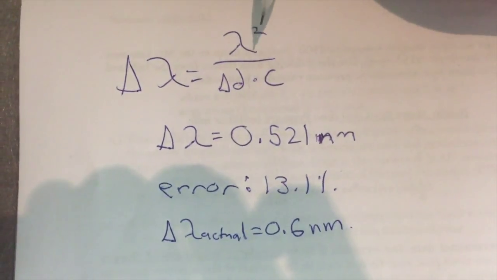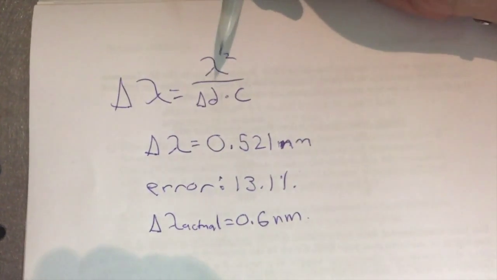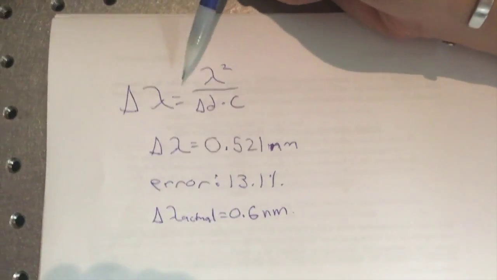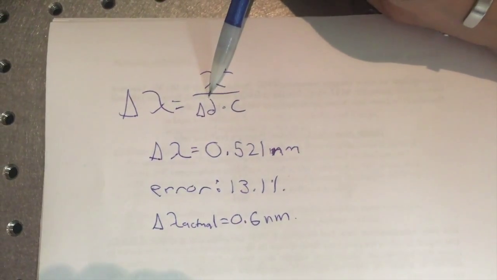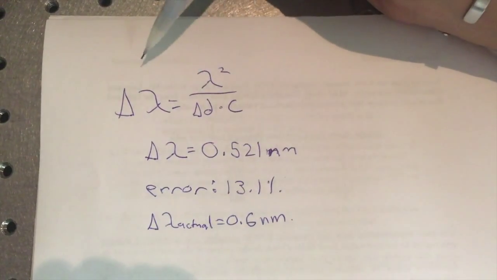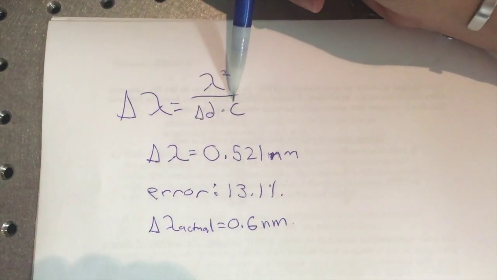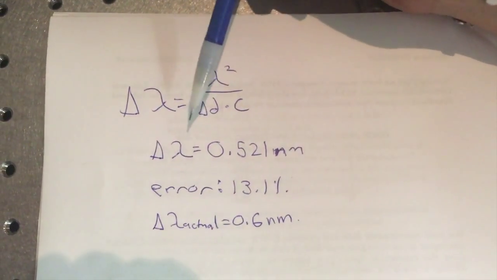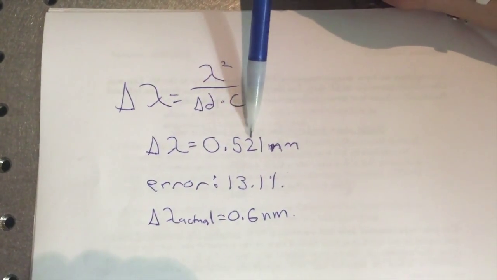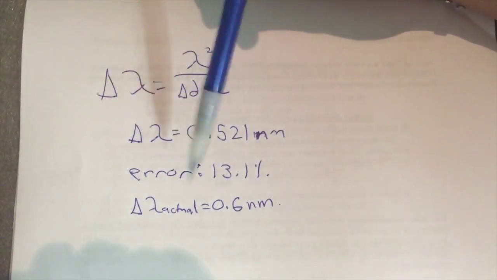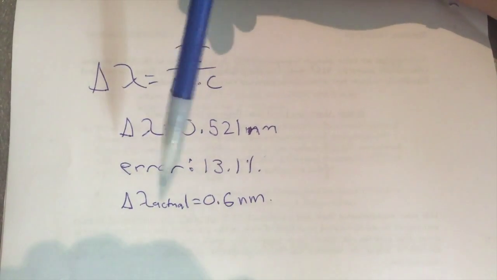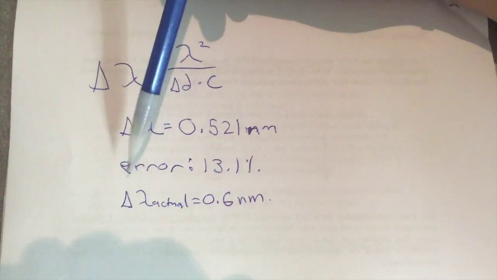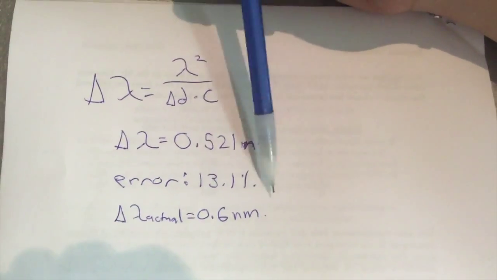Using the wavelength we measured for the sodium source, we calculated the spectral line separation of the sodium doublet by measuring the difference between the blurry fringes, and we plugged it into this equation. We also used our calibration factor. We found the spectral line separation to be 0.521 nanometers, with an error of 13.1% with respect to the actual spectral line separation of 0.6 nanometers.